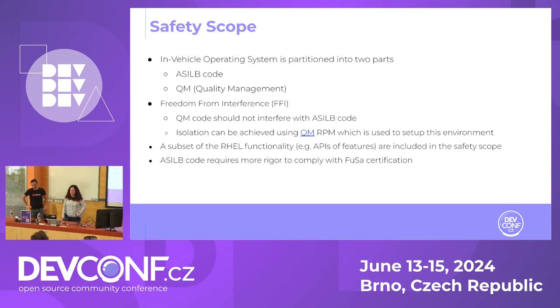So the functionality and the safety scope is defined by narrowing down to a list of APIs or features, and this is included in these discussions with these subject matter experts that we're having these conversations with. And of course, AZLB code requires way more rigor than the QM code. We still need to ensure that the supporting RPMs, the core RPMs that support the safety RPMs, are behaving correctly, but we don't have to gather all of this evidence in the same way we would have to with AZLB scope.